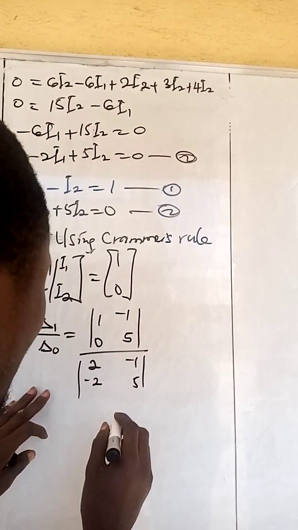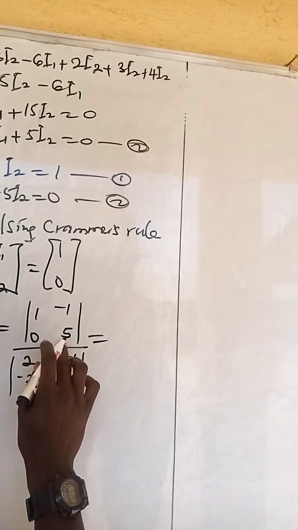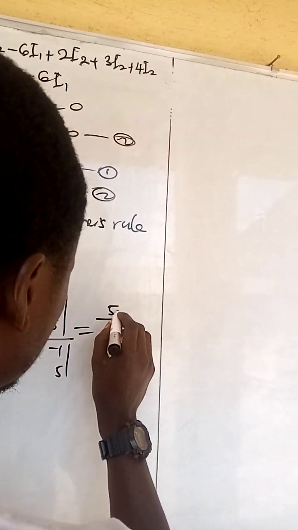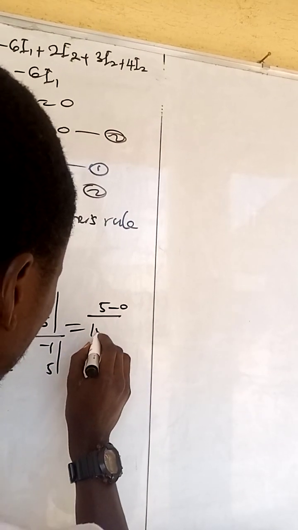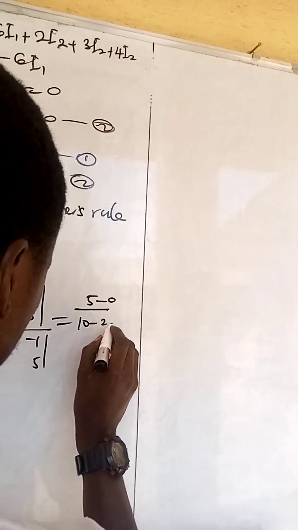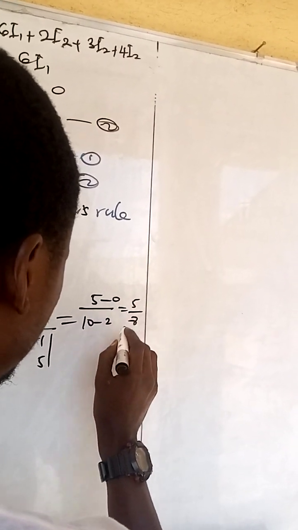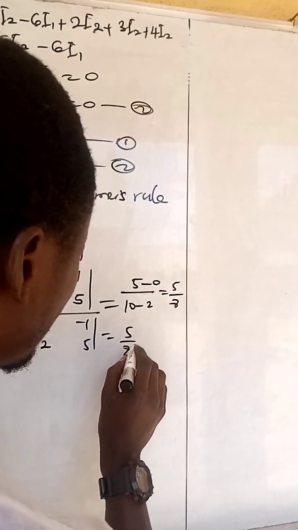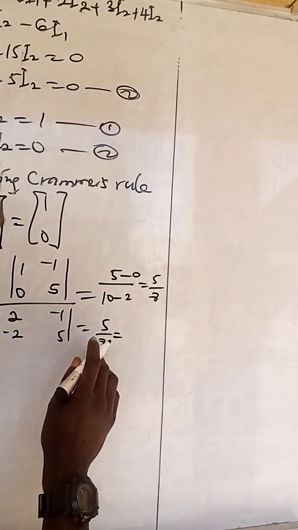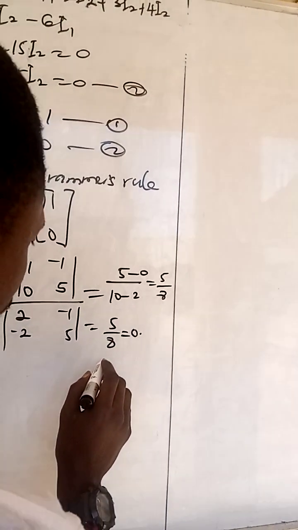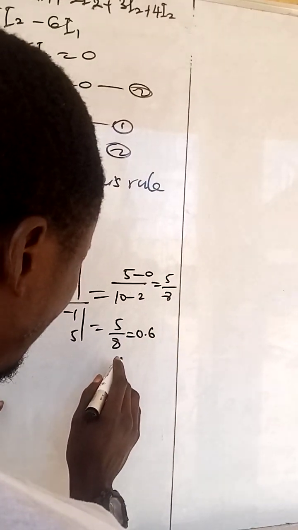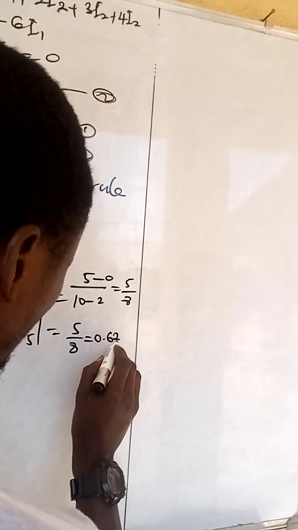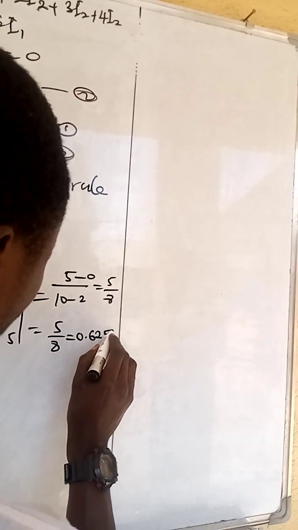So we find the determinant of this. This one will be 5 times 1, which is 5, minus 0 times this, minus 0. This one will be 10 minus 2. So we have 5 over 8. So therefore, 5 over 8 equals 5 divided by 8: 0. 50 divided by 8, 6. Remainder 2. 20 divided by 8, 2. Remainder 4. 40 divided by 8, 5.